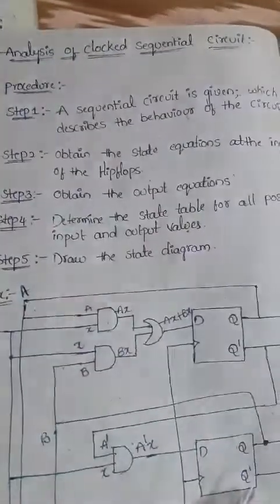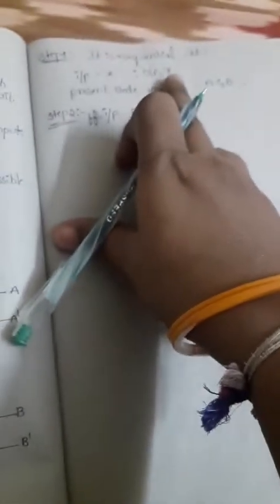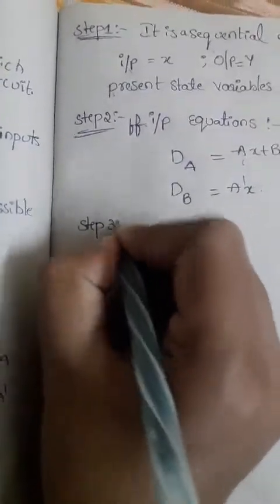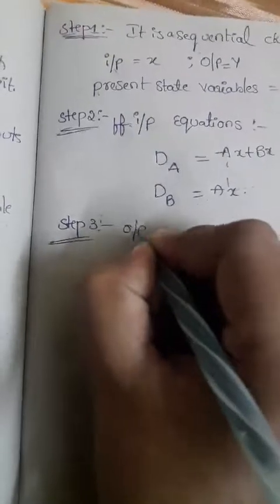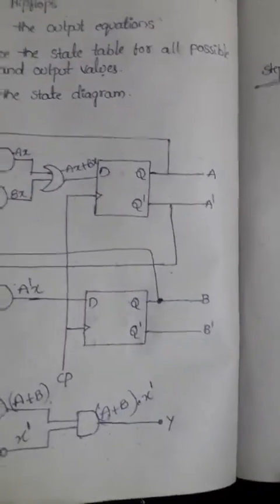So what is step 3? That is nothing but obtaining the output equations. We should find the output equation here. Already we have the output here, that is Y. We know that. So what is the Y result in the circuit? The Y result is A plus B into X complement. So now in step 3 we should write it as the output equation. Y is equal to, what is the result we got? A plus B into X complement. Okay, A plus B into X complement. So step 3 is also clear.